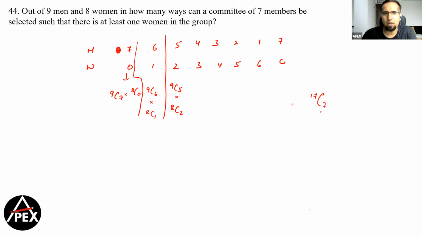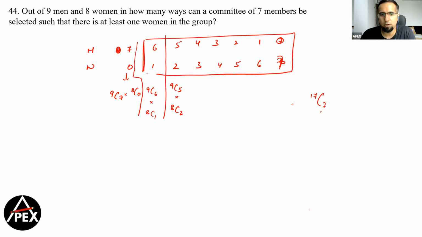Now, the question is saying that at least one woman. When I go with at least one woman, the question says minimum one woman. If minimum is one woman, that means maximum is as per the question. So I can go with all these cases is what I'm considering it to be.